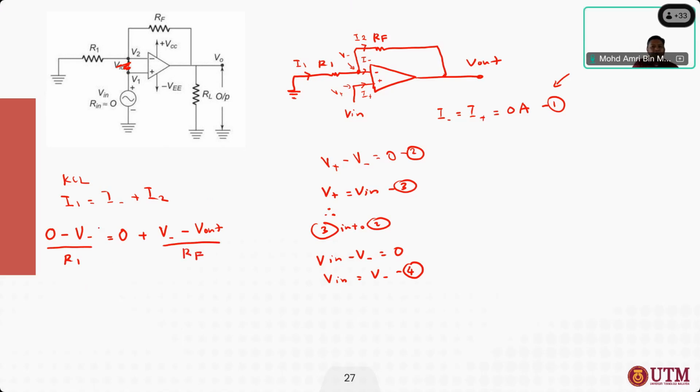So next we know that V minus equals V in. So minus V in over R1 equals V in minus V out over RF. Right? Then V in minus V out equals negative V in over RF R1.